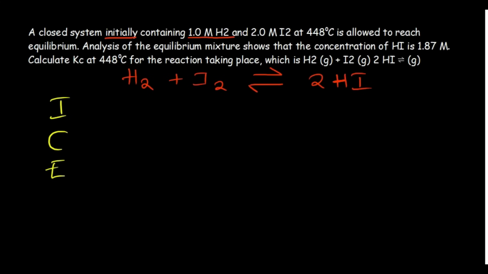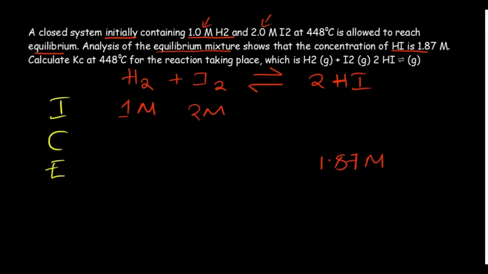So for the initial concentration, let's take note of the given information. A closed system containing 1 molar concentration of hydrogen, 2 molar concentration of iodine at 448 degrees Celsius is allowed to reach equilibrium. Now analysis of the equilibrium mixture shows that the concentration of HI is 1.87. So at equilibrium, that is, the concentration of HI is 1.87. Just take note of the way I'm writing this information.